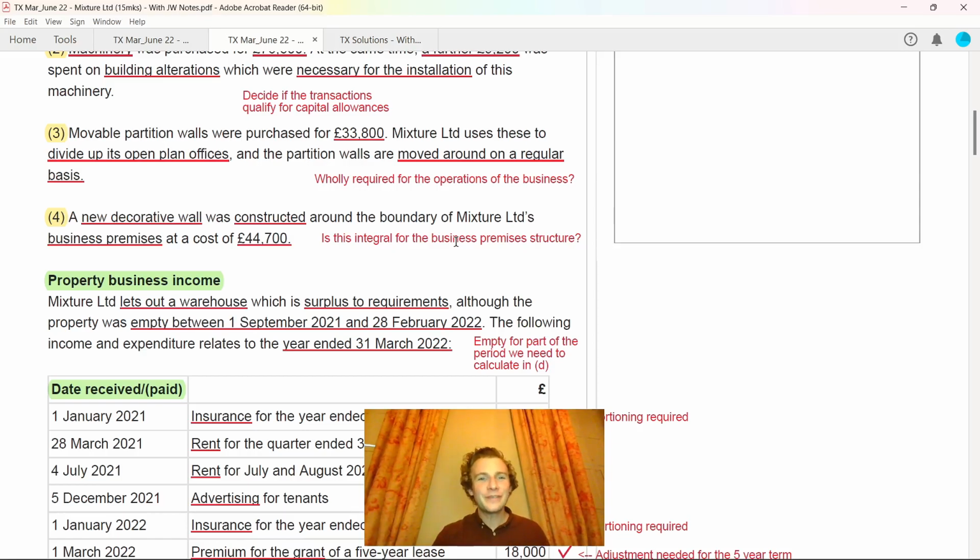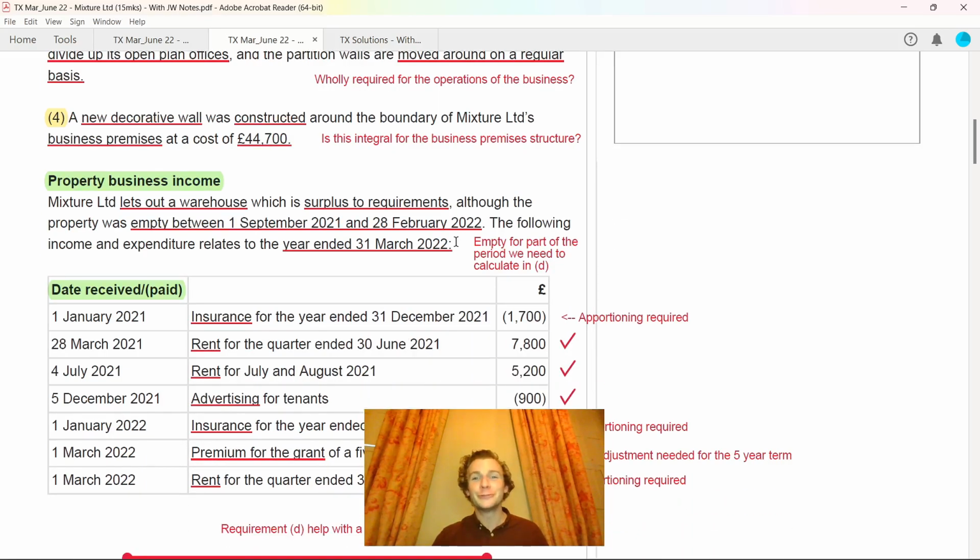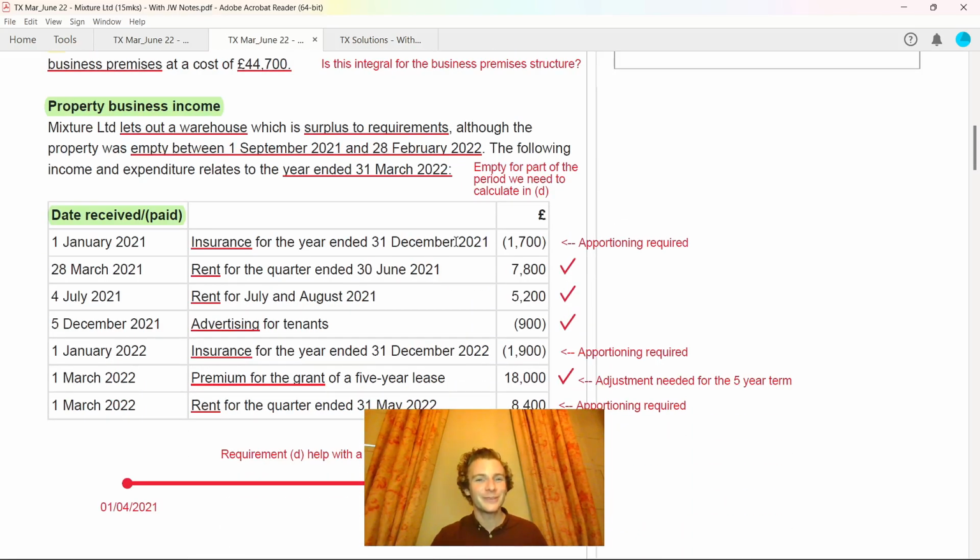Again, not to give out any solutions before we go through them on there. But coming on to the final part now for the business property income. So Mixture Limited lets out a warehouse which is surplus to requirements.